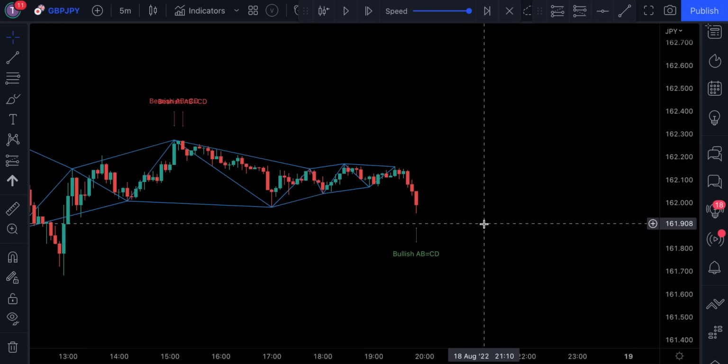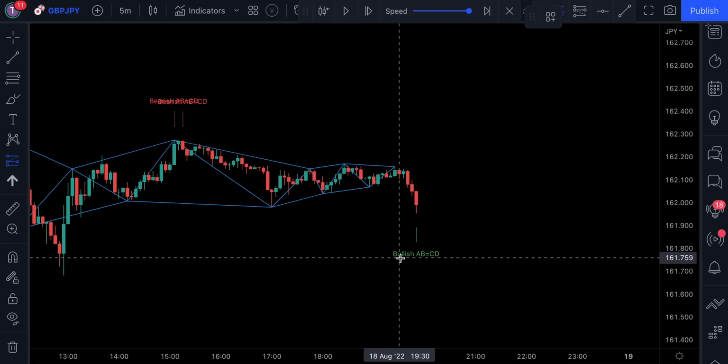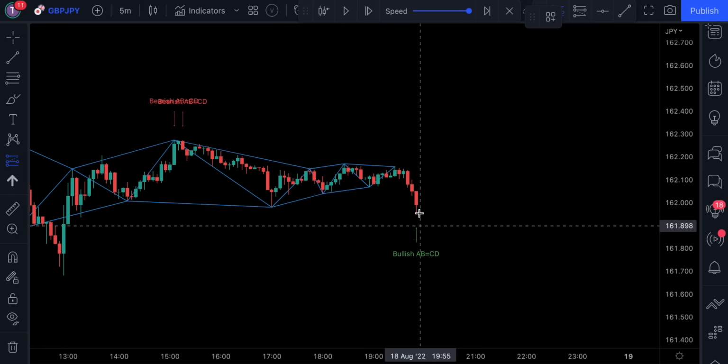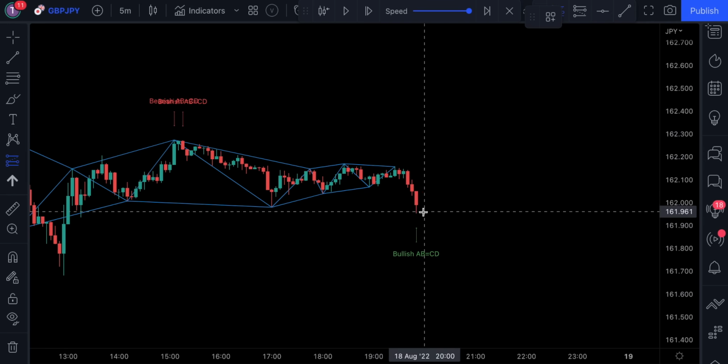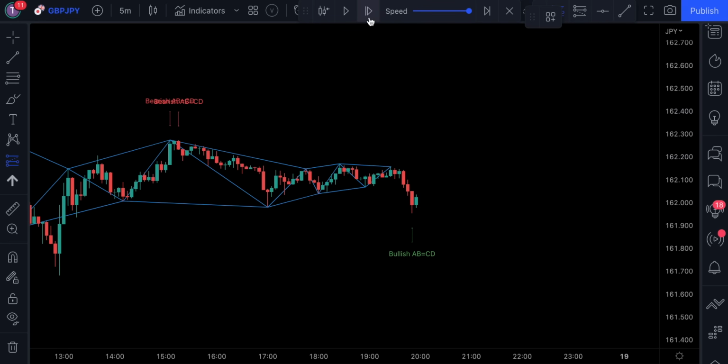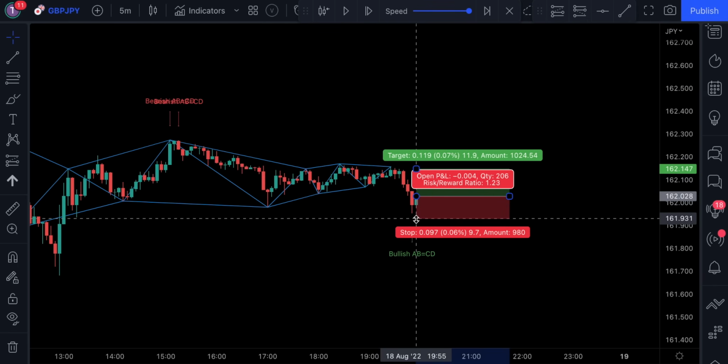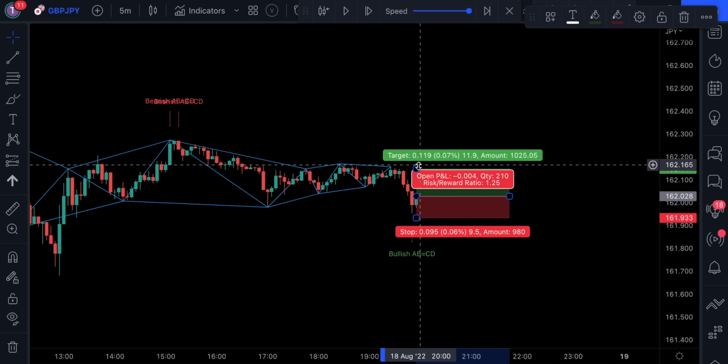Okay, let me give you an example for a long signal. So here the indicator identified the bullish ABCD pattern, and now we need to wait for a bullish candlestick in order to enter a long position. Okay, we see the bullish candlestick is formed. We're going to set a stop loss slightly below the recent swing low, and we're going to be targeting 2 times the risk.